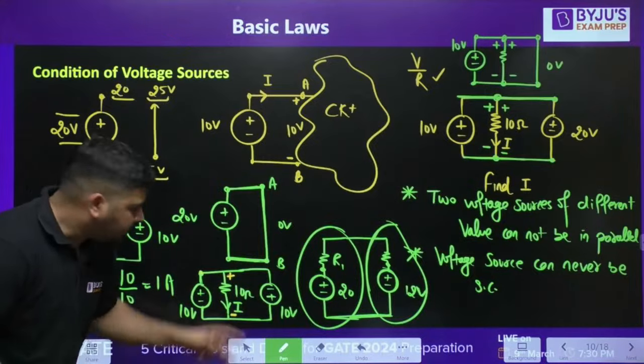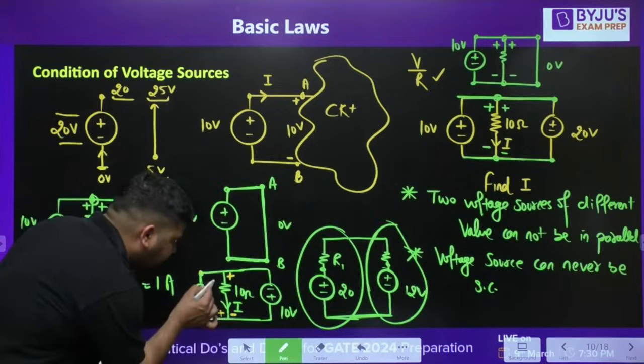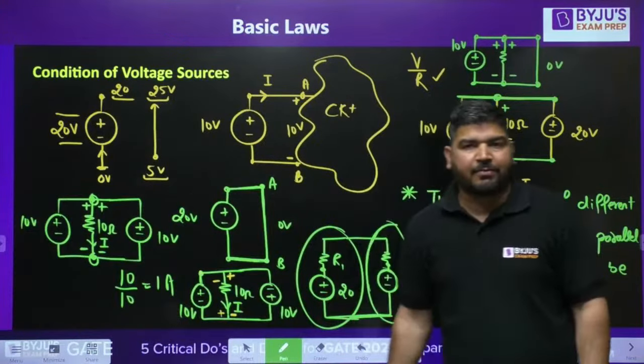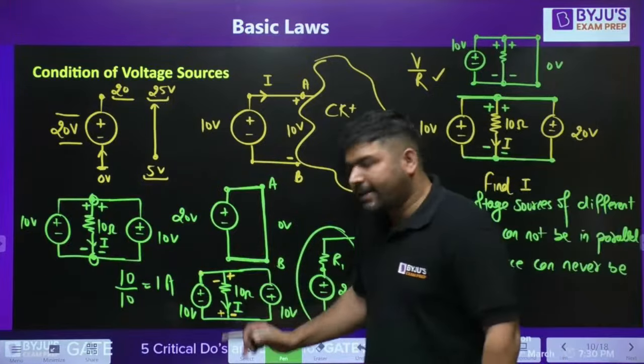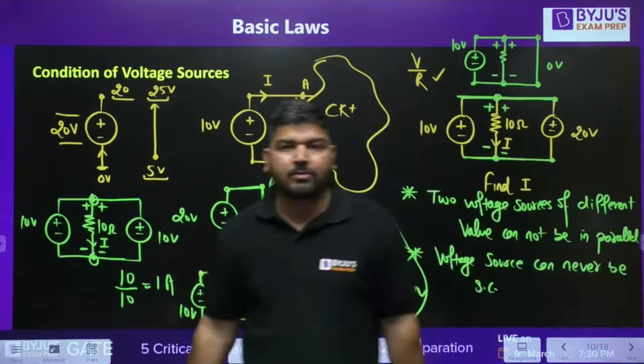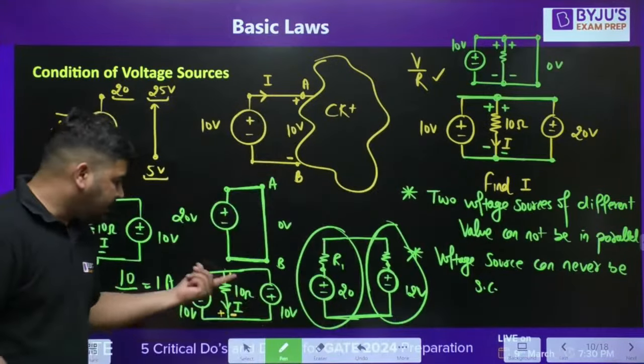What about this source? This source will say that I will maintain a 10 volt difference but with opposite polarity. Now there is a fight. You cannot have two voltage differences between 2 points. There can be only one value, either 10 or minus 10. So there is a fight, and this is not possible.